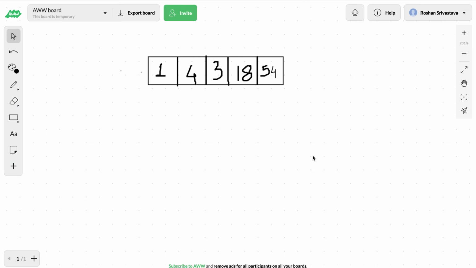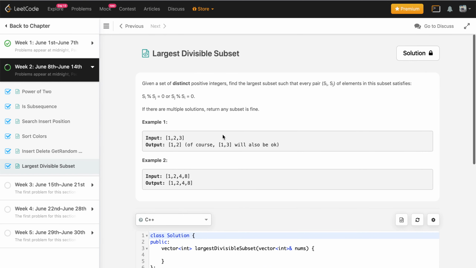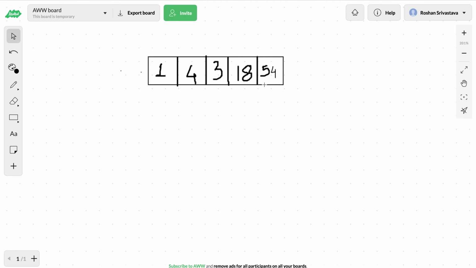Alright, so let me take this example. Here we have an array with elements 1 4 3 18 and 54, and we need to find the maximum such subset which follows this rule, that for any elements Si and Sj, either of them is dividing the other one.